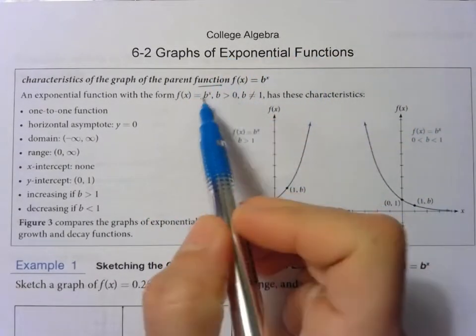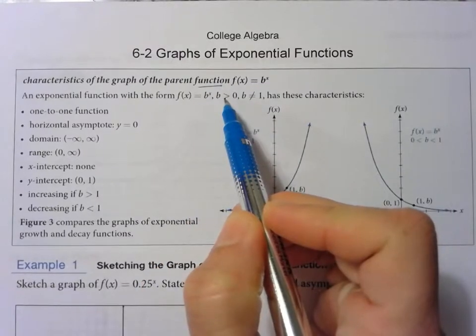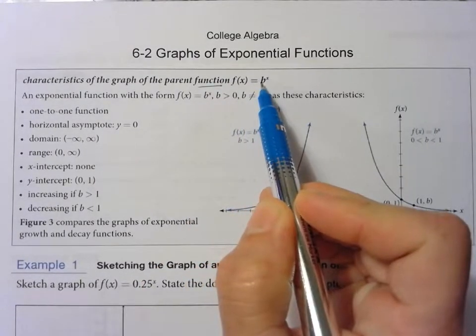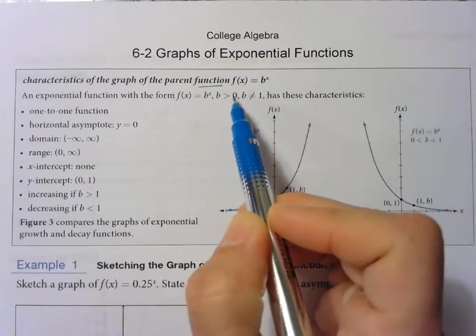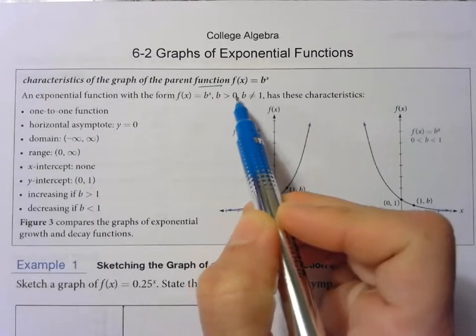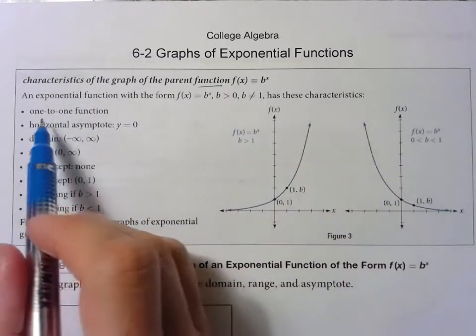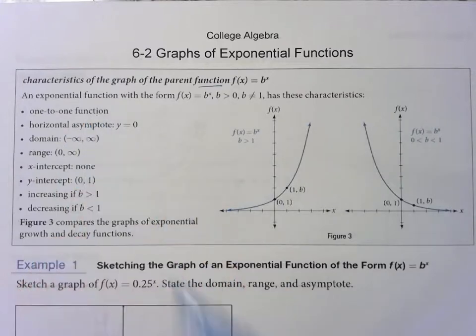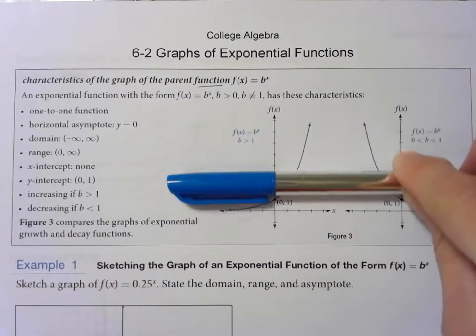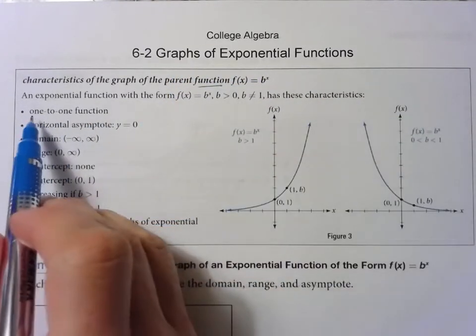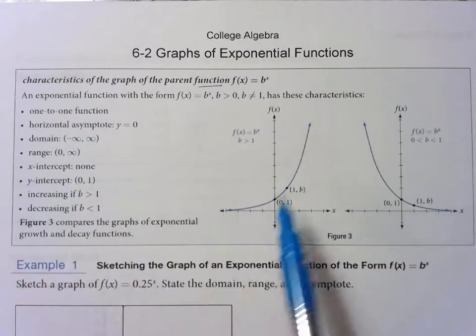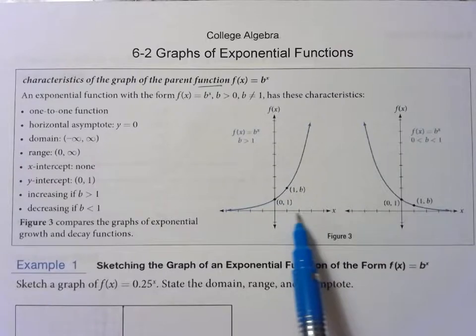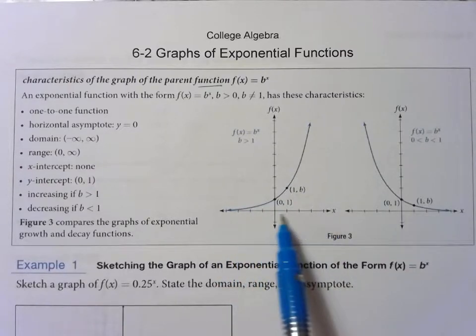And in this function, b is greater than 0. So this is not 0, it's also not 1, but it is anything else except those two numbers as long as it's greater than 0, so a positive number. It's 1 to 1, which means it passes the horizontal line test, and that also means that it has an inverse. The horizontal asymptote is y equals 0, so this is your horizontal asymptote.